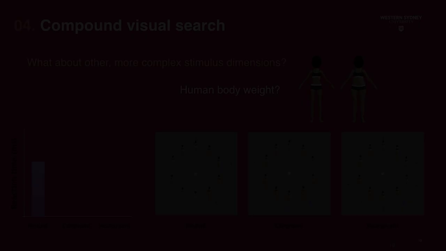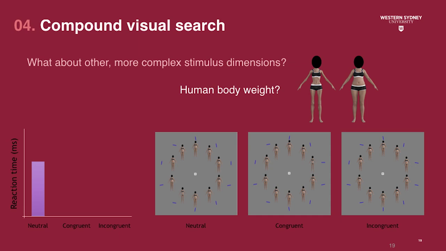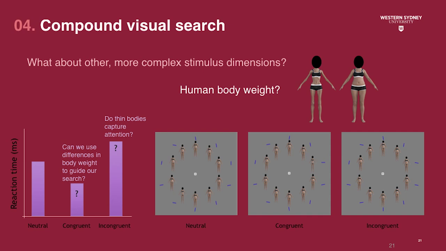But what about other more complex or higher level secondary stimulus dimensions, such as human body weight? Are we sensitive to visual differences in body fat? If so, can we use this information to guide our search? Moreover, might thin bodies actually capture our attention? The experiment you performed in class was designed to test these questions.